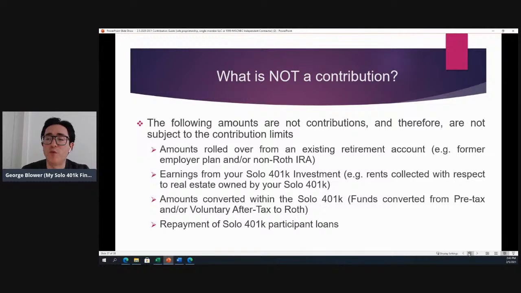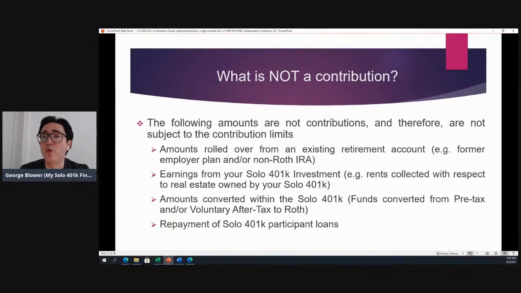Amounts converted within the solo 401k. So let's say you rolled over money from your former employer plan. We established above that that's not going to count towards the contribution limit, amounts rolled over. And then let's say that goes into the pre-tax account, and then you move it from the pre-tax account to the Roth account. That amount that you convert doesn't count towards your contribution limit. You don't need self-employment income to justify being able to do that. Same thing with after-tax to Roth conversions. That doesn't count towards the limit in terms of how much you can contribute to the plan. You can do that on an unlimited basis.